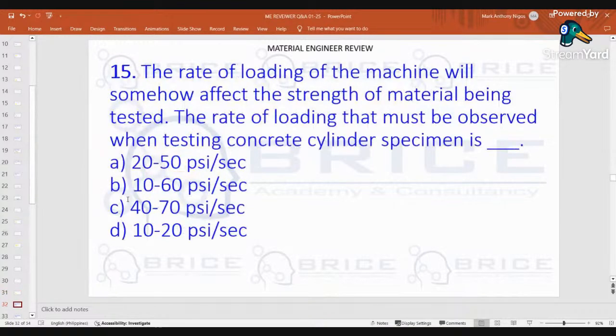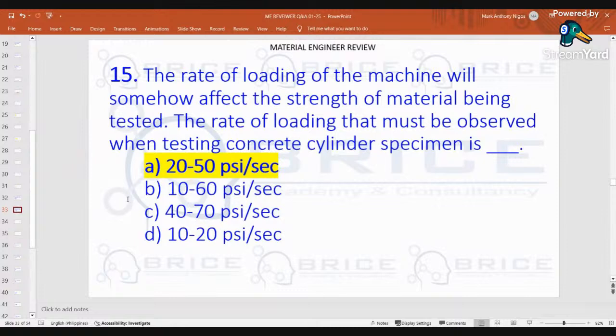Number 15, rate of loading of the machine will somehow affect the strength of material being tested. Rate of loading that must be observed when testing concrete cylinder specimen is blank. A 20 to 50 psi per second, B 10 to 60 psi per second, C 40 to 70 psi per second, D 10 to 20 psi per second. The answer is A, 20 to 50 psi per second.